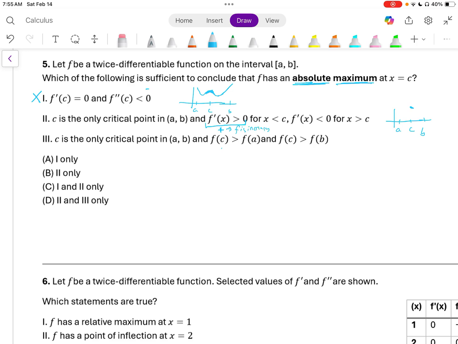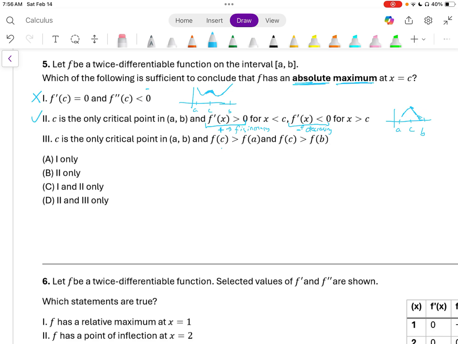So it's increasing. And then we know it's decreasing. This is negative, so it's decreasing. I should say f is decreasing for x greater than c. And since this is the only critical point, there's no changes of direction, so this graph can't come back up and get larger. And so this is sufficient.